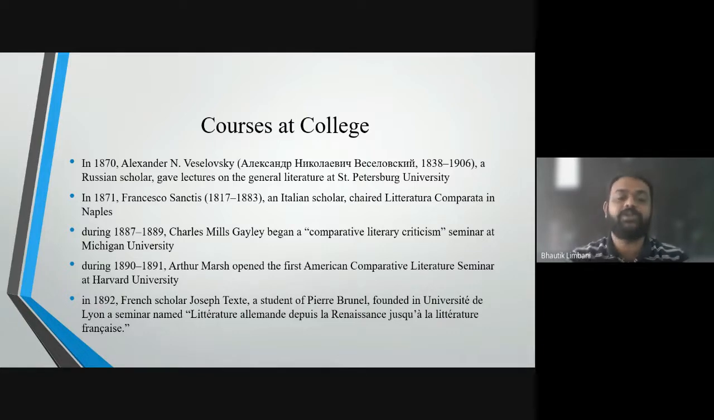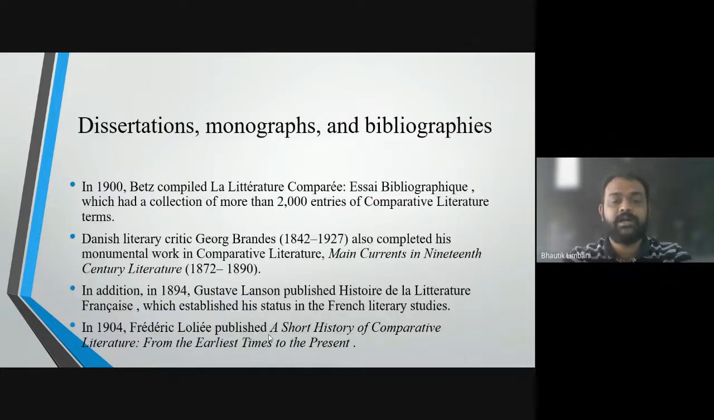So this is how it all started, and then France, England, Russia, Italy, all these countries produced scholars who contributed a lot to make this new approach a separate discipline. And this is how comparative literature came into practice in academia. Now, we must have a look at several other dissertations, monographs, and bibliographies that made this discipline a profound one and gave it a separate identity.